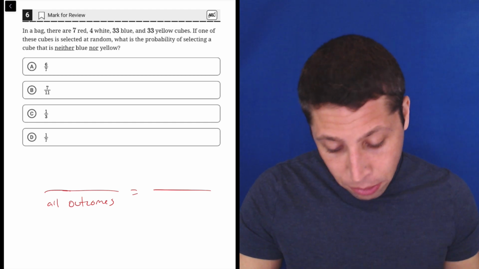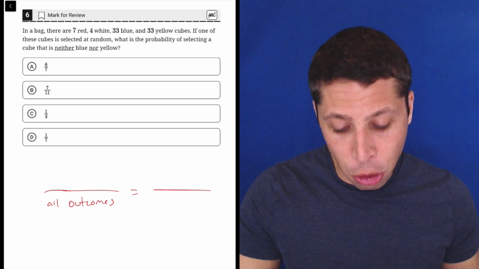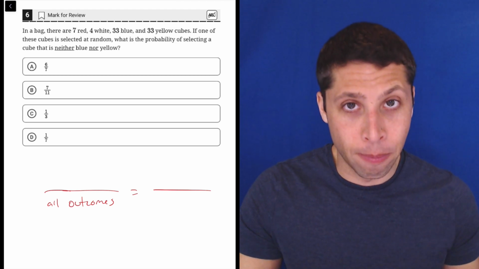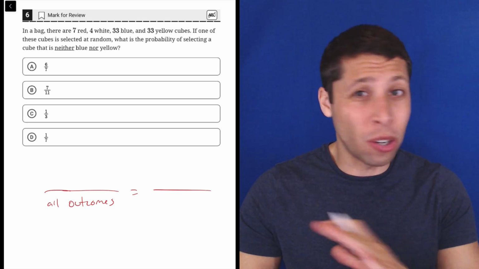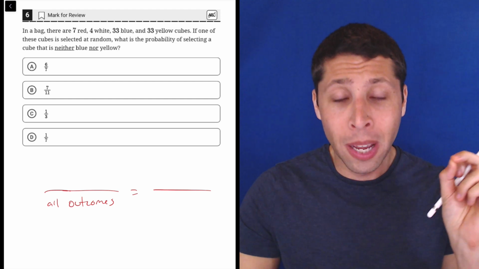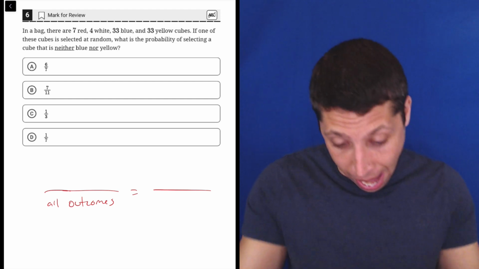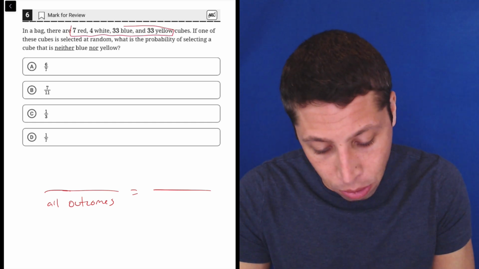In a bag, there are 7 red, 4 white, 33 blue, and 33 yellow cubes. If one of these cubes is selected at random, what is the probability of selecting a cube that is neither blue nor yellow? So the first bit of that question is basically telling us there's no limitations. We're just choosing a cube. So all we need to know is how many cubes are in this bag. So we just add them up, right? 7, 4, 33, and 33.